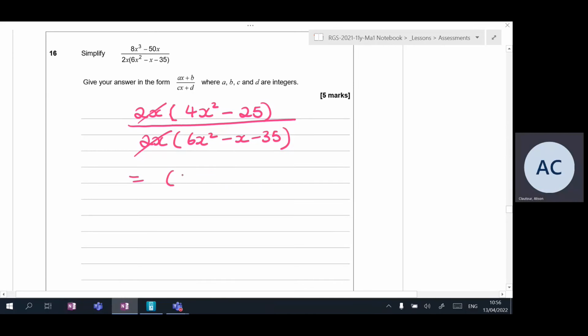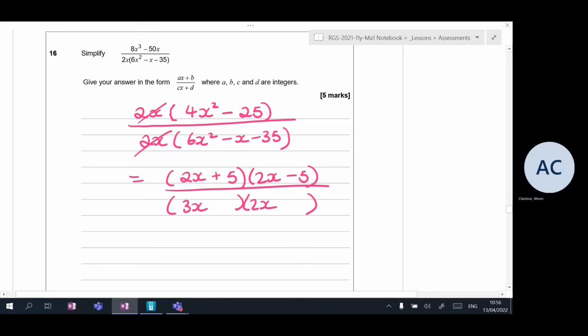So you're then going to factorise the top and the bottom. The top, you've got a square number minus a square number, so therefore it's a difference of 2 squares. So it's 2x plus 5, 2x minus 5. And for the bottom, it's quite hard to factorise, but remember, the top's easy to factorise because it's a difference of 2 squares, and it will help you out.